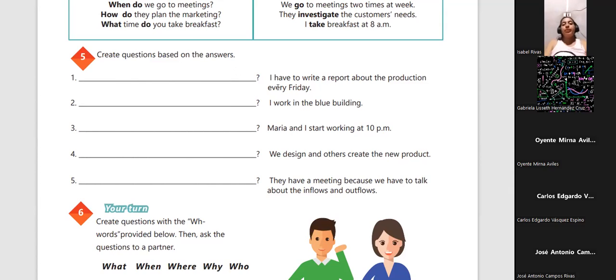Exactly. Yes. But according to this answer, we can focus on the time or we can focus on the activity. Right? So if we focus on the activity, then it will be what? And if we focus on the time, then we ask when. Okay? And if we focus on the person who performs the action, then I will say who. All right? Who writes the reports on Fridays? Yeah, who writes the reports every Friday? So it depends on the information you want to know.